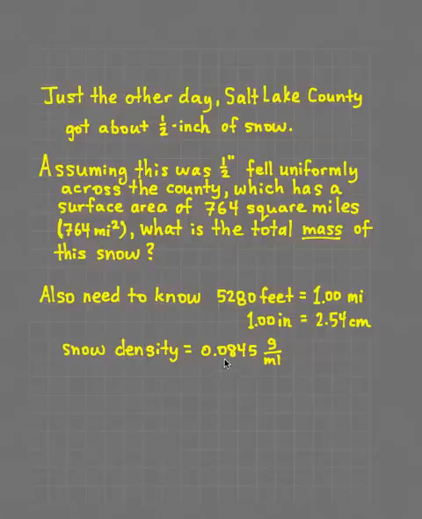The density of snow, 0.08. Snow would definitely float on water if it didn't melt right away. And there's 5280 feet in a mile, and 1 inch is 2.54 centimeters. Oh yeah, and the surface area of the valley is 764 square miles.